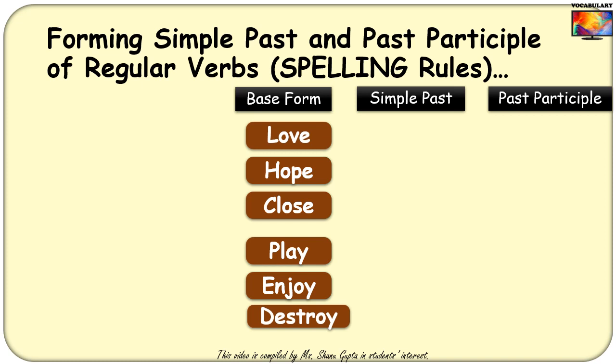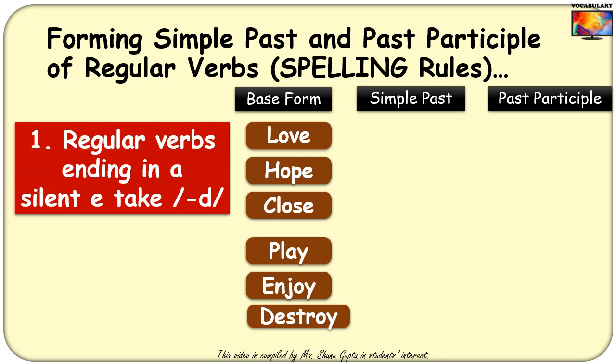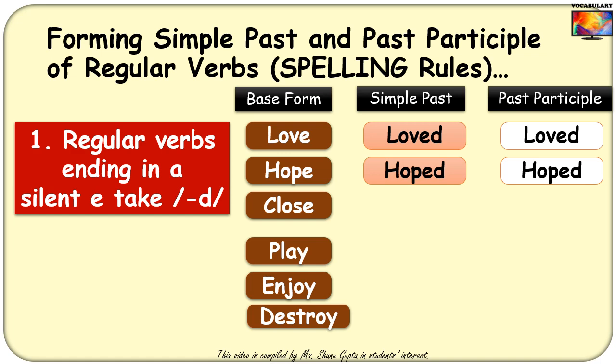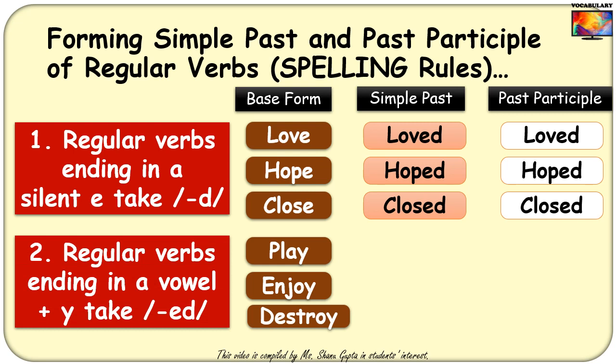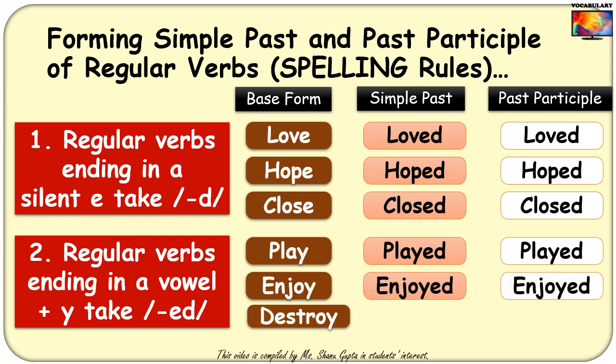Now, some spelling rules for forming simple past and past participle of regular verbs. Remember, mostly we add an ed, but for regular verbs ending in a silent e, we just add a d in the end. So for instance, love, loved, loved. Hope, hoped, hoped. Close, closed, closed. Case number 2. Regular verbs ending in a vowel plus y take ed. For example, play, played, played. Enjoy, enjoyed, enjoyed. Destroy, destroyed, destroyed.